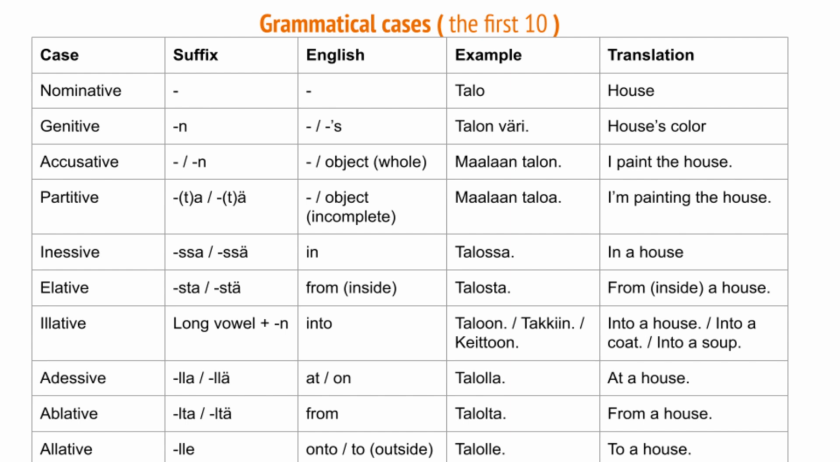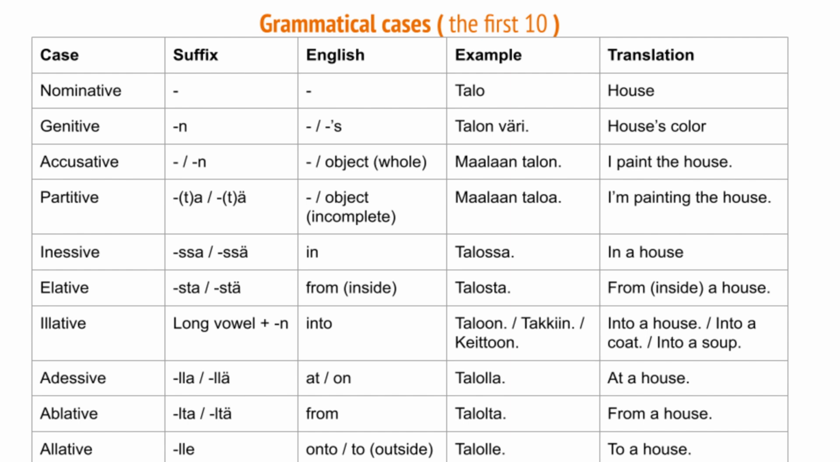Next, accusative. It's a conjugation of the object of the sentence. If it's a whole thing, for example, maalaan talon, I paint the house, it means that you will paint the whole house. Or you can say syön kakun, I eat the cake, it means you will eat the whole cake.